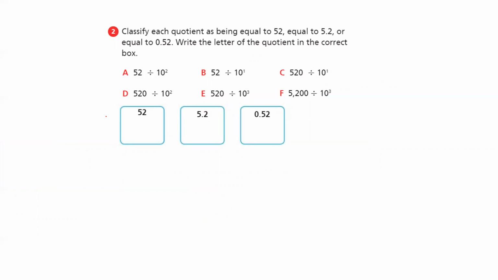All right, classify each answer, which a quotient is the answer to a division problem, as being equal to 52, 5 and 2/10, or 52 hundredths. Write the letter in the correct box, okay? So why don't you pause it for a second and try to get this one correct. So A would be divided by 10 to the second power. So your box you would choose is right here. You put A in because it turns into 0.52. So take a second and try to fit B, C, D, E, and F.